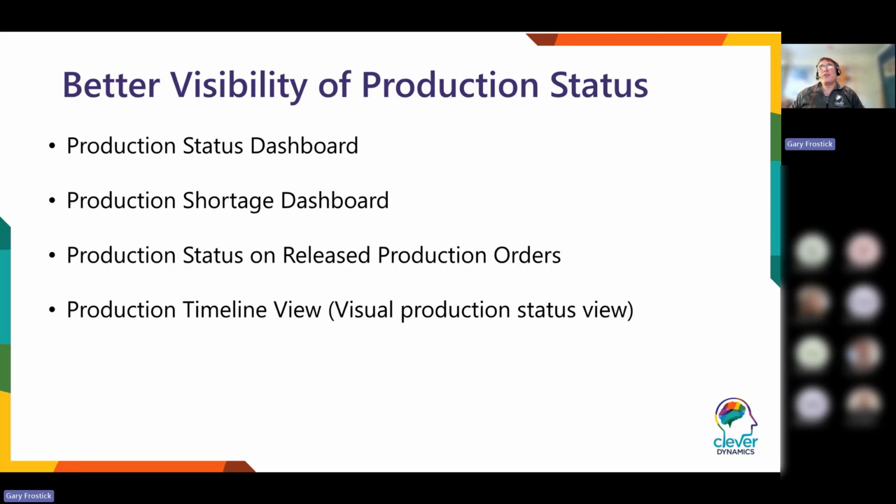We've also got some better views around production status. So we've got a production status dashboard, so you can see in one screen the status of all current production orders. We've got shortage dashboards, which again highlight shortages. On a production order, you can clearly see the current status, especially if you're using this in conjunction with our MES, you can see in real time the status of that production order and what's actually happening on the shop floor. And we've got a visual timeline view to, again, very clearly show what's happening on the shop floor and any problems.